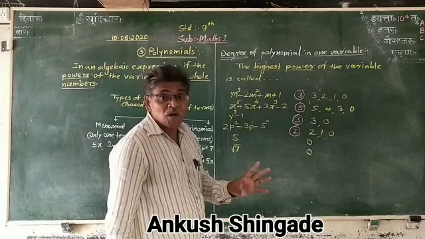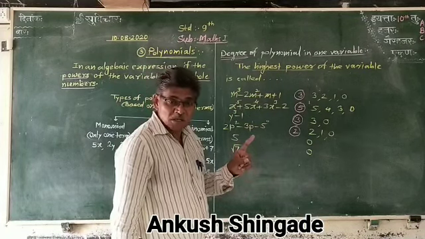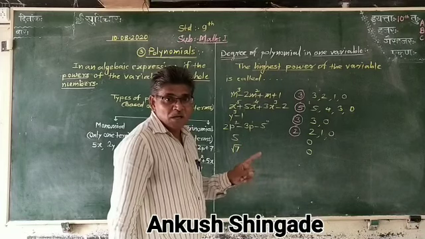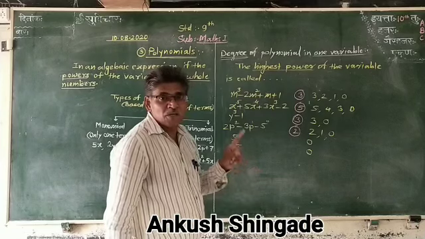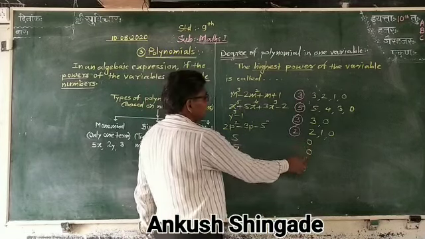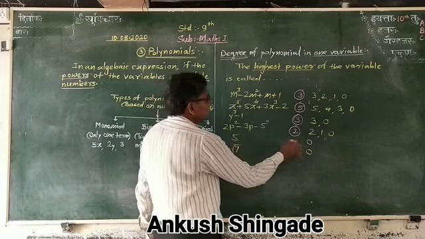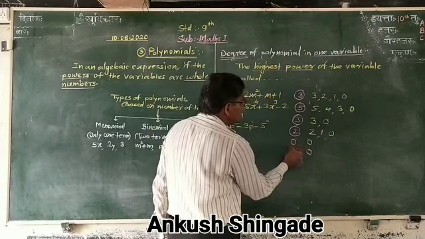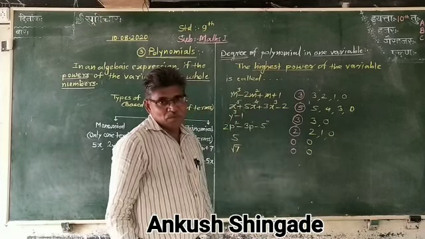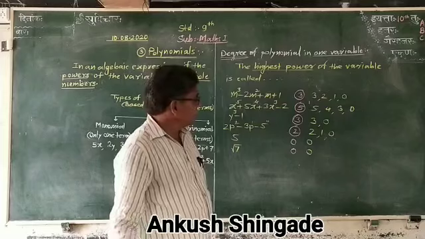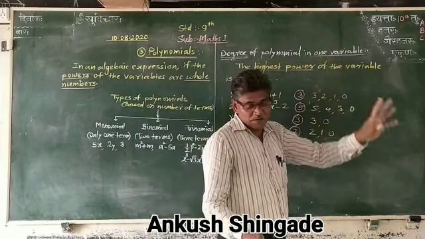Degree of a non-zero constant polynomial, non-zero. This is also most important. The degree of non-zero constant polynomials is always 0. Therefore, the degree or powers of these two polynomials are 0. So, the degree of this polynomial is 0. The degree of this polynomial is also 0. This is about the degree of the polynomial in one variable.